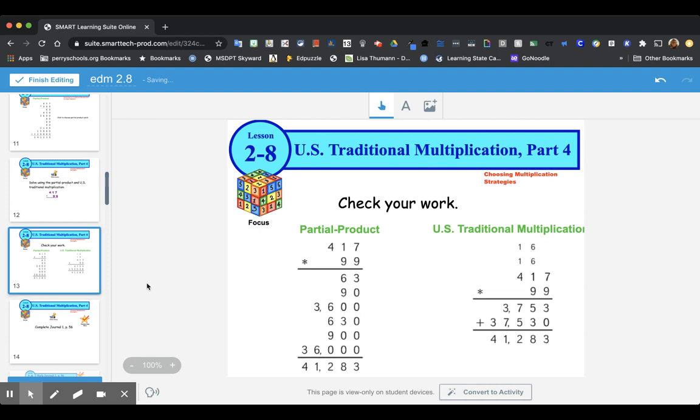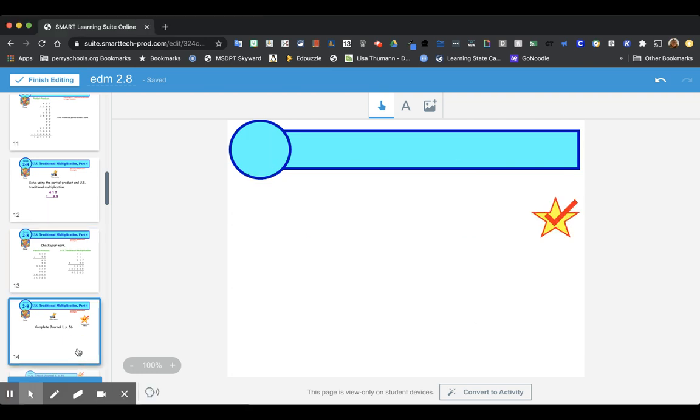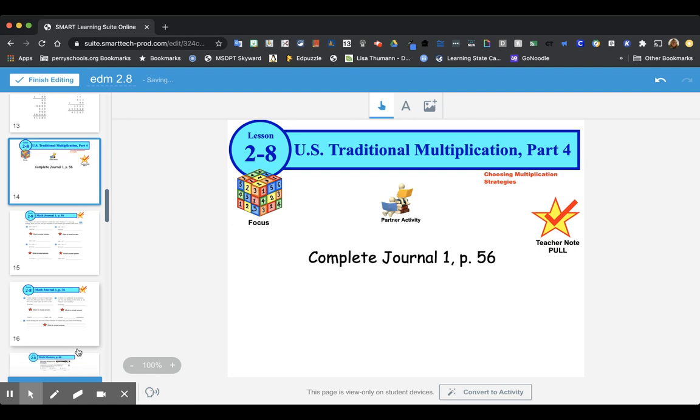So we're just comparing the 417 times 99 as partial and as U.S. This is checking your work. Same thing as I've said before. We still get the exact same answer, but the U.S. traditional is just in a nice, neater package. 41,283.